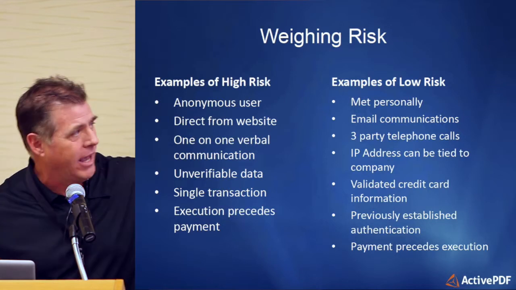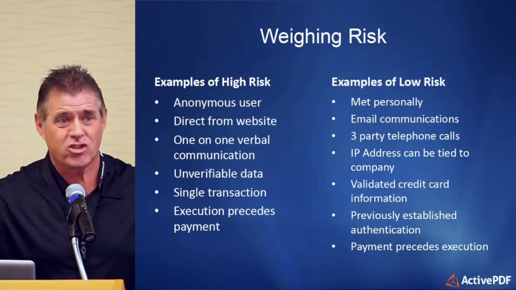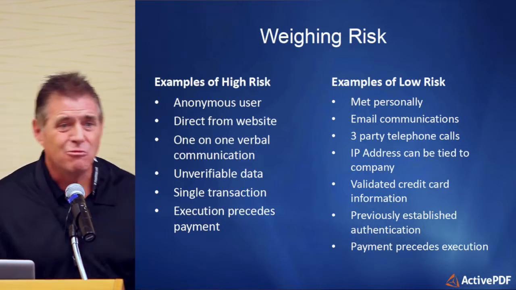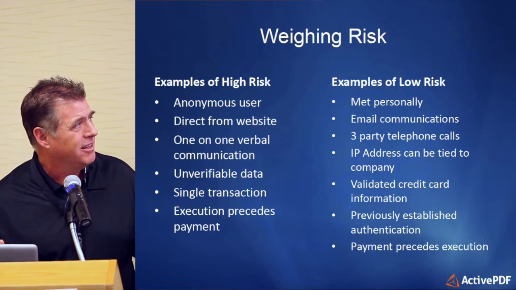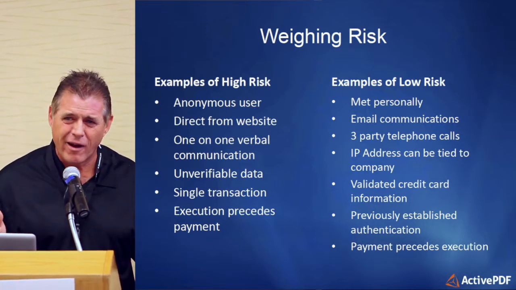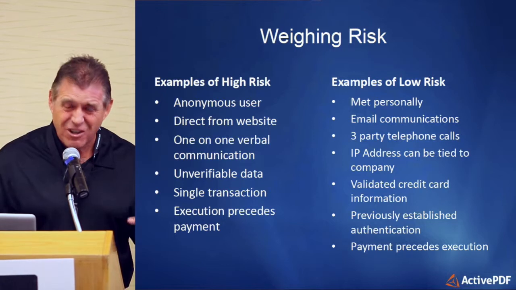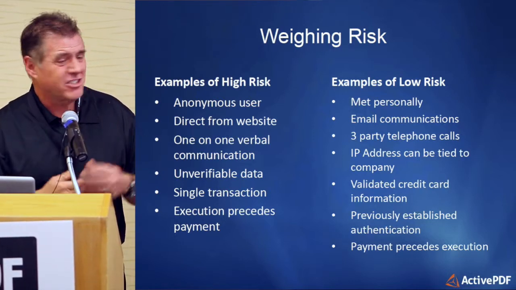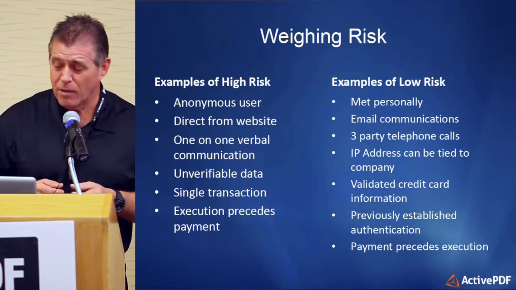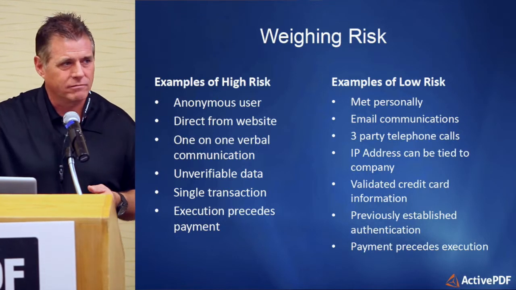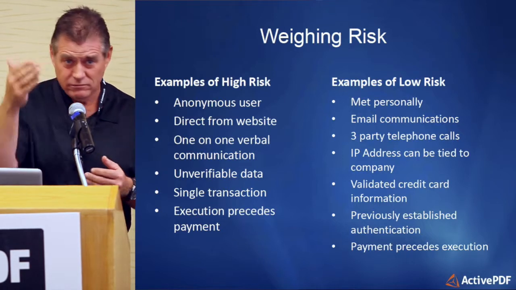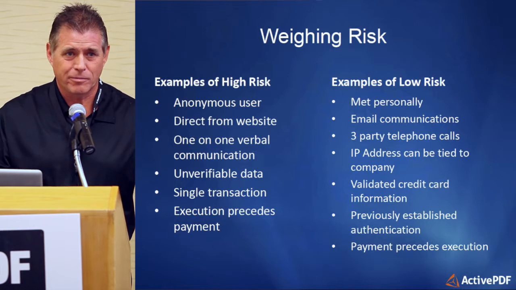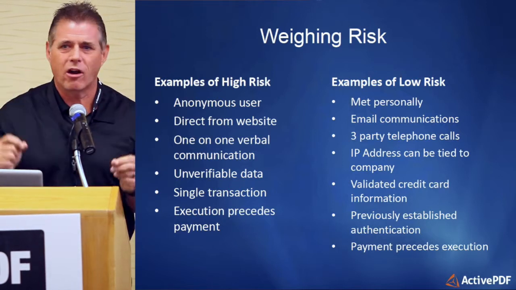Okay, so obviously high risk, that's most B2C commerce out there, with the exception of the last one. Actually, no, you usually get paid before you ship something, but it's anonymous, direct from a website, one-on-one verbal communication. The only thing that's really verifiable may be a credit card, but still, Home Depot can tell us that stuff can get stolen. Okay, it's a single transaction. Examples of low risk, met personally. All right, Bruno, we've met. Email communications, as I talked about before. You have this big thing going on between people.